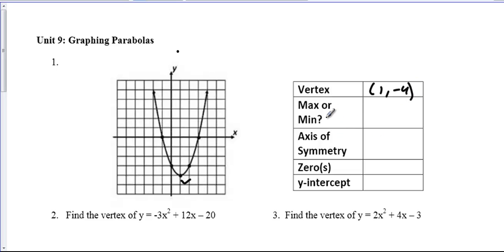And then you're asked if this is a max or a min. Remember that's based on position of the graph. This is a parabola that opens up, which makes that a minimum value.